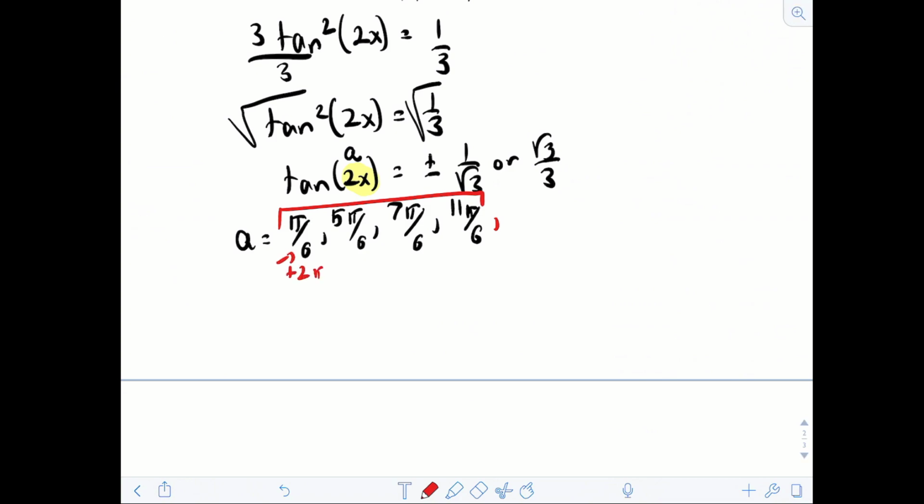So the bottom number is 6. I'm going to add 12 to the top. So this is going to be 13 pi over 6. Okay, so 17 pi over 6. And actually you can see a pattern here: this is 4, this is 2, this is 4, this is 2, this is 4. Then this is going to be 19 pi over 6, and then to finish this up, 4 from there, so 23 pi over 6.